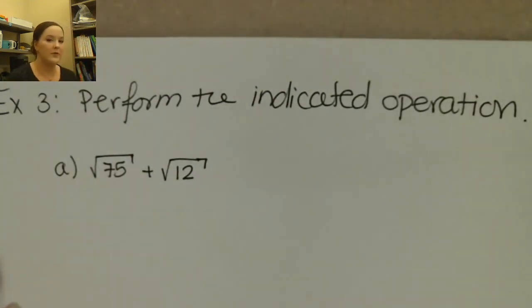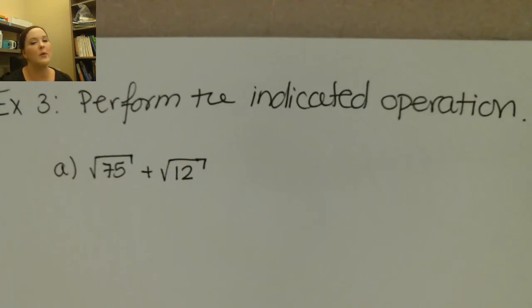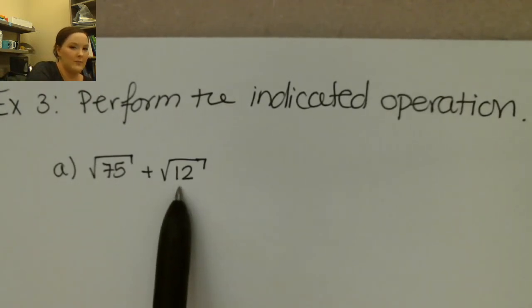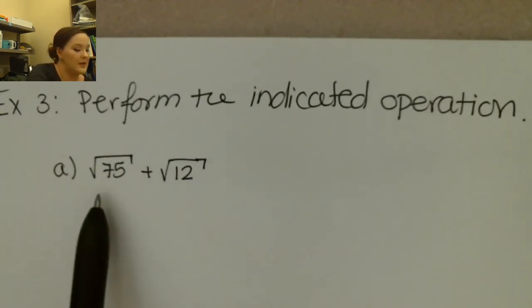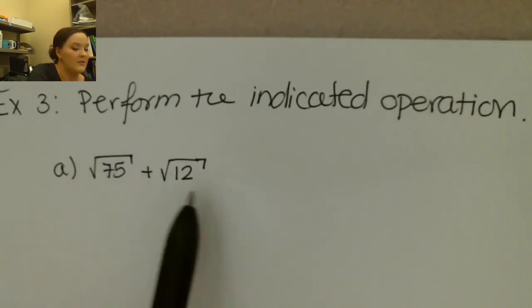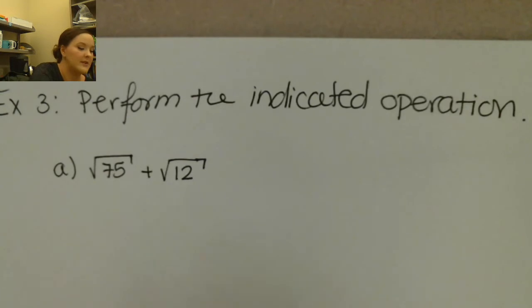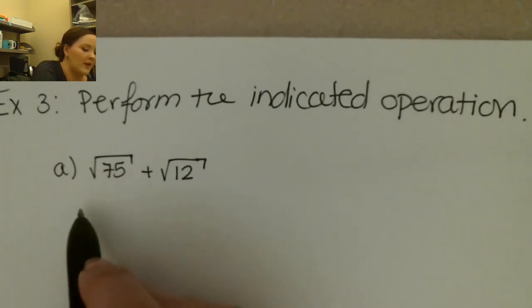Okay, so if you look at this right now, they both have square roots, but they're not like terms because they have two different radicals. So you can't add root 75 and root 12 in this form. They're not like terms. So what we need to do is look at each of these and see if we can maybe reduce them and hope that they'll become like terms. Now there's no guarantee that that would happen, but we do want to give that a try.